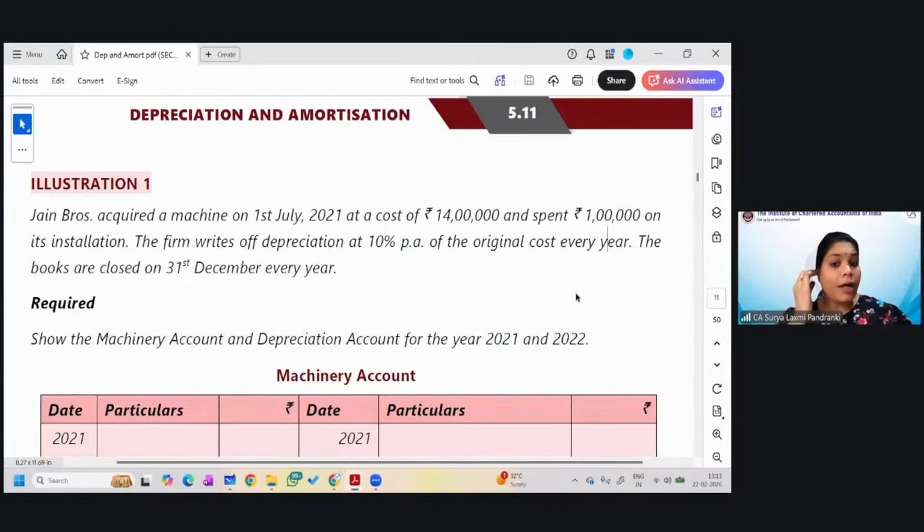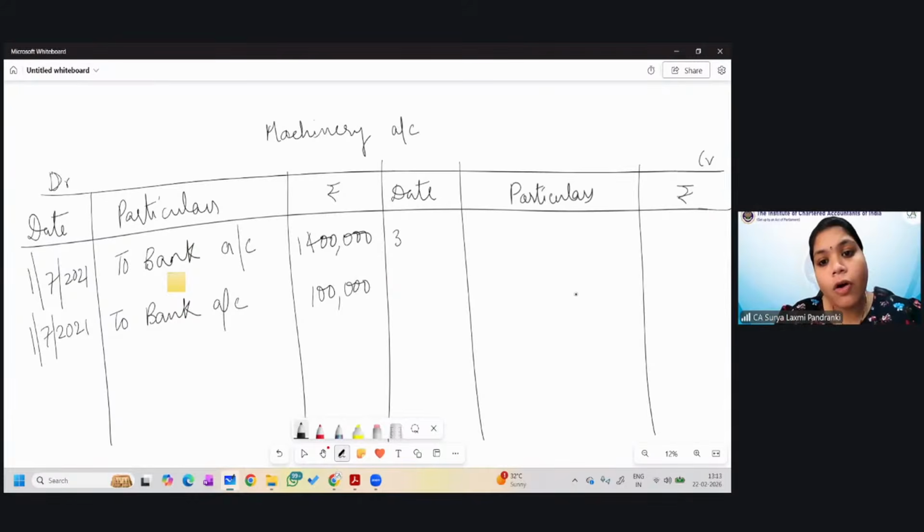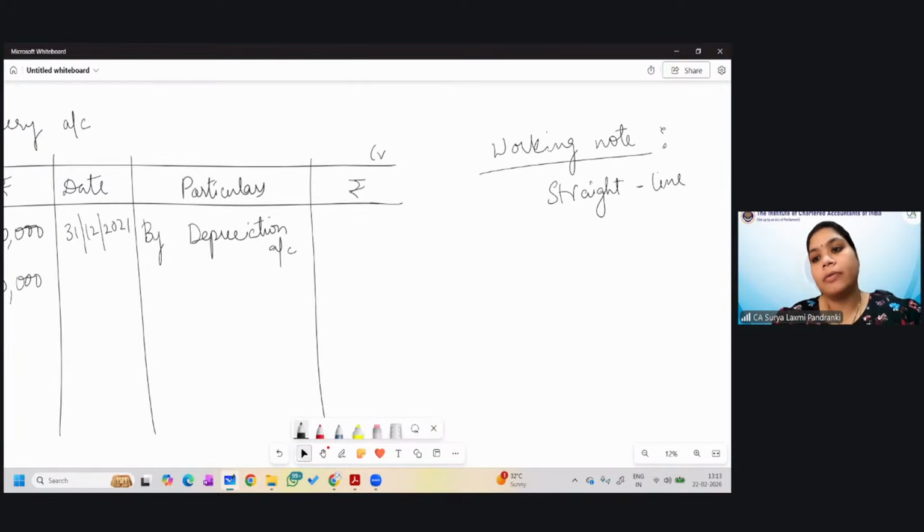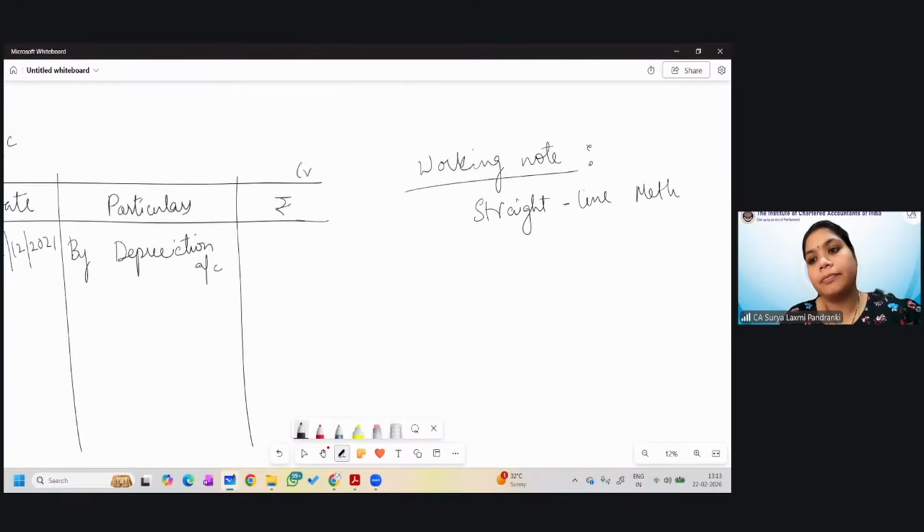Next one. What is the year-end date here? Year-end date is 31st December. So on 31st December, what happens? You will have to provide for depreciation, by depreciation account. But what is the value? We don't know what is the value. You have to calculate it. Let's go to the working note. I am doing straight line method first. I will also do the WDV.